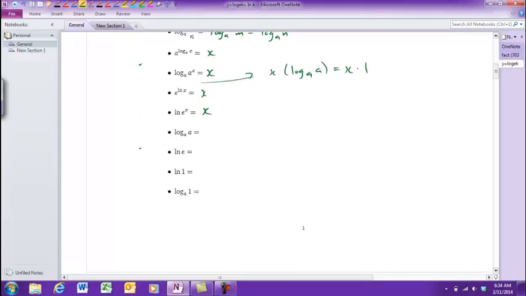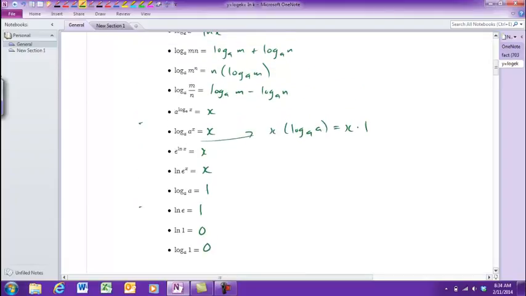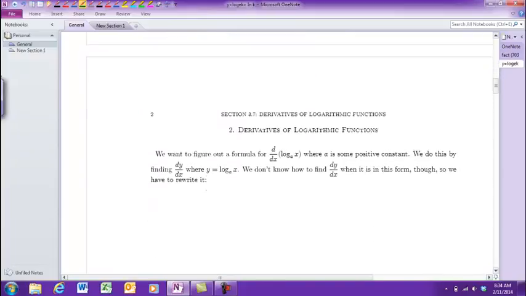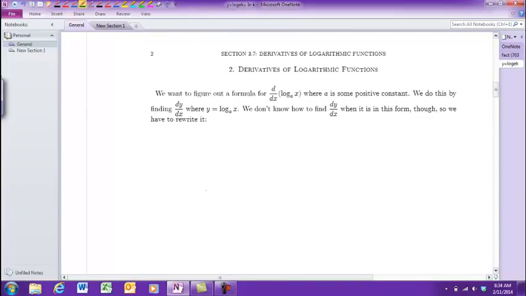Log base a of a, as I mentioned, is equal to 1. Natural log of e is also equal to 1. And then natural log of 1 is equal to 0, and log base a of 1 is also equal to 0. These are all rules that I would expect you to know off the top of your head. So if you don't know those, you should review those. If you have questions about them, we can talk about them in class, or come to my office hours.